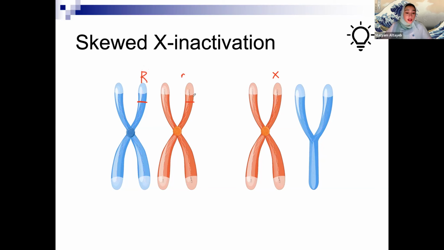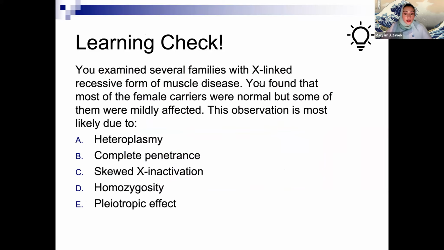Let's say my mutated copy is inactivated. My mutated copy is suppressed. It's not working as much. That's great for me, because that means my good X chromosome is working. It's fine. So it's as if I have no disease. That's why they're saying here that you found most of the female carriers were normal, but some of the carriers were mildly affected. This is why this happens.